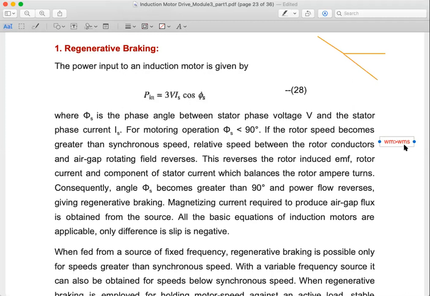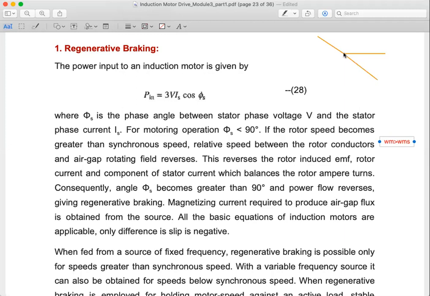If the speed of the motor is greater than the synchronous speed, then the relative speed between the rotor conductor and the air gap rotating field will reverse. So the rotor induced EMF is reversed. So rotor current also will reverse, and the component of stator current, which balances the rotor ampere turn, will be reversed.